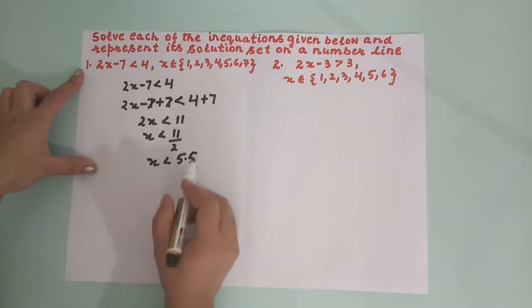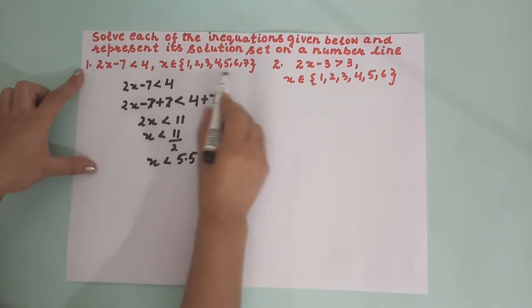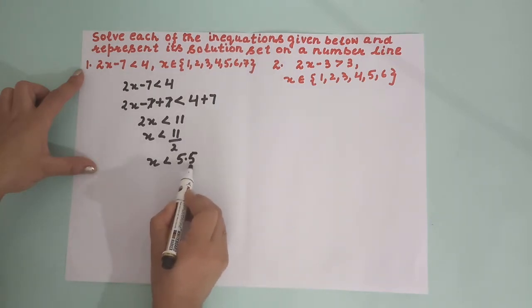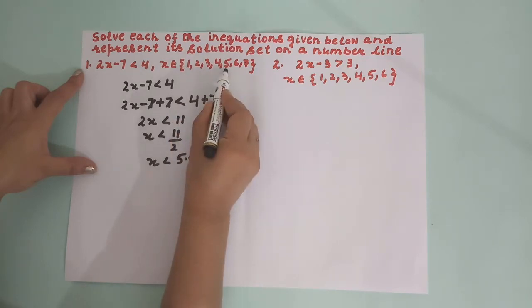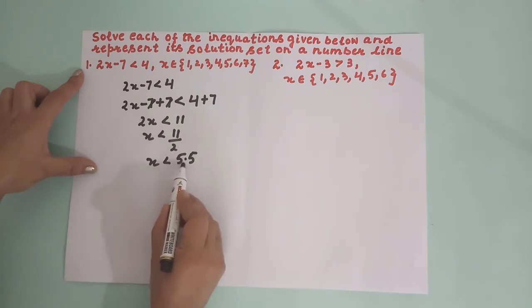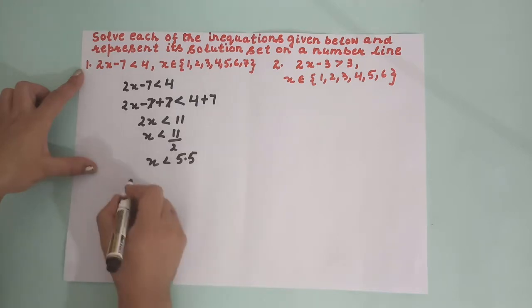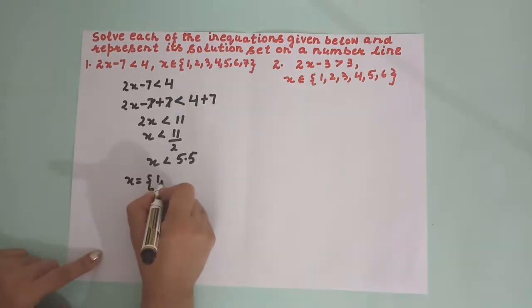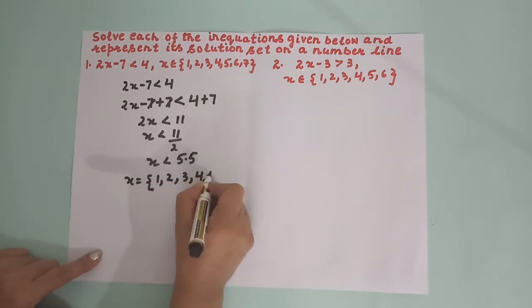So I have to choose now the solution set for this equation from the replacement set given over here. So x is less than 5.5. So I will take all the values right from 1 to 5. I have to include 5 also because x is less than 5.5. So 5 is less than 5.5. So my solution set will be 1, 2, 3, 4 and 5.